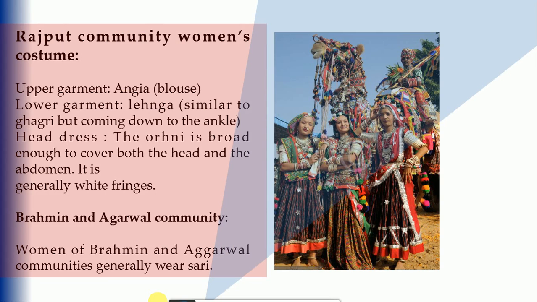Rajput community women's costume: upper garment, anja, blouse; lower garment, lehenga, similar to gagri but coming down to the ankle; head dress, ohni. The ohni is broad enough to cover both the head and the abdomen. It is generally white with fringes. Brahmin and Agahal community: women of Brahmin and Agahal communities generally wear sari.